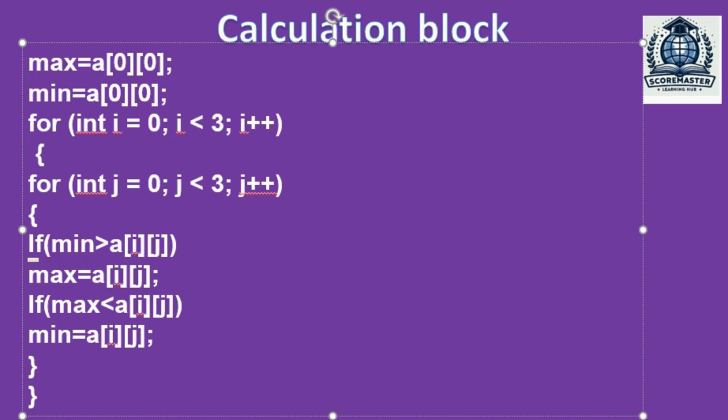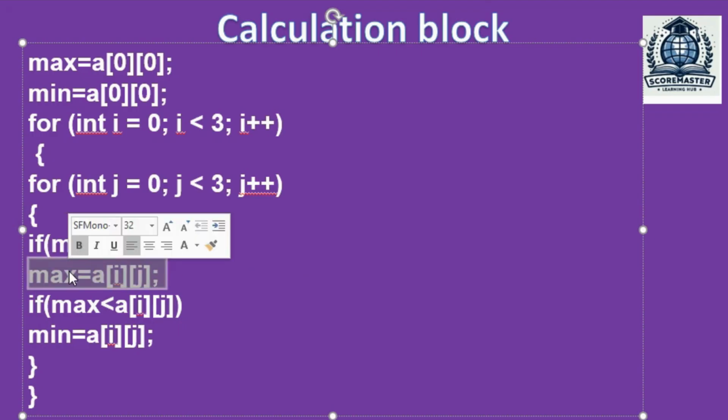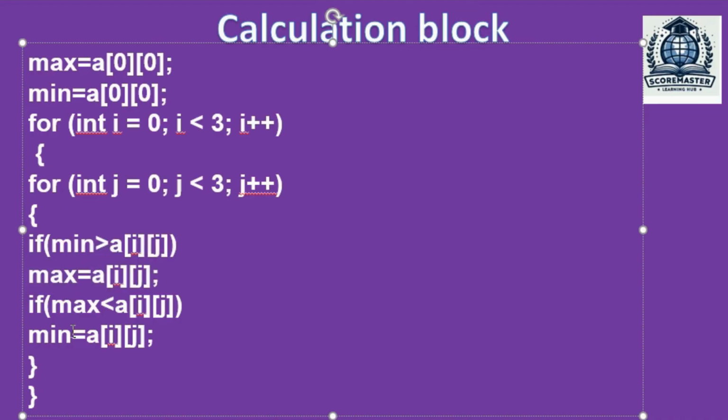The comparison is, if minimum is greater than a of ij, then I am storing that value in max is equal to a of ij. So it will compare each and every element of the array. And initially the value of minimum was 0, right? So it will be compared with each and every element of the array, so that after doing all this calculation, the maximum element will be stored in a variable called max. After doing this comparison, the minimum value will be stored in a variable called min.